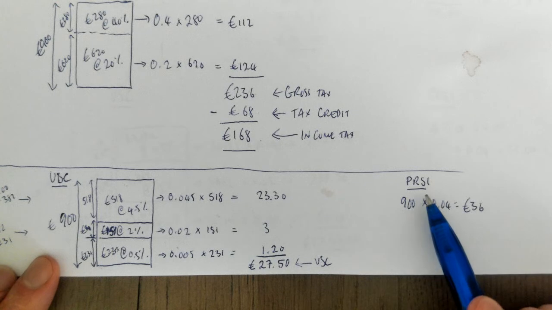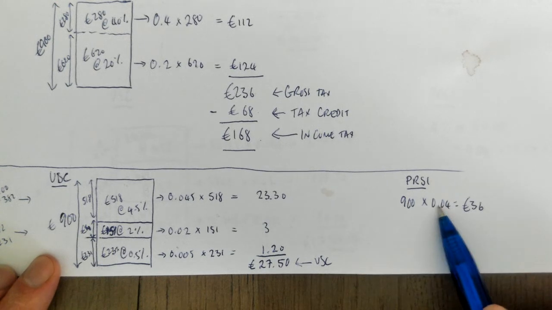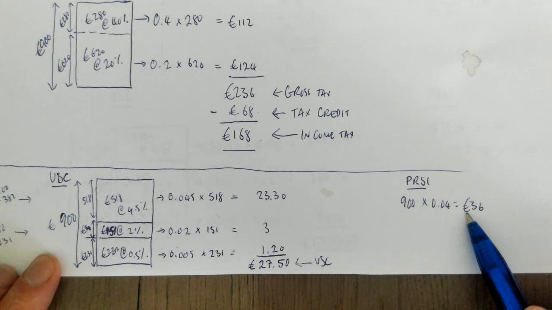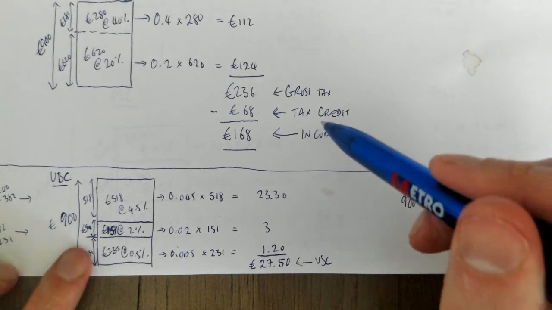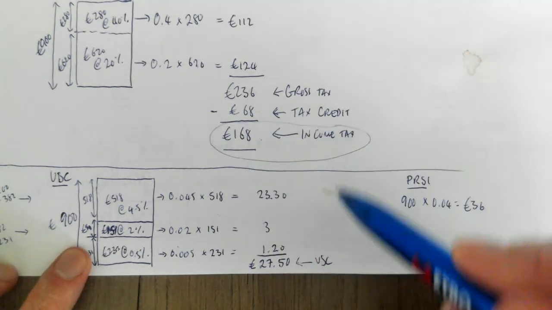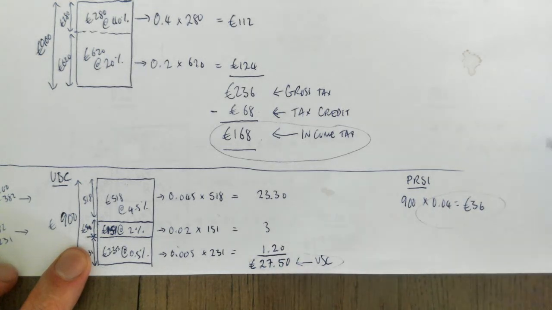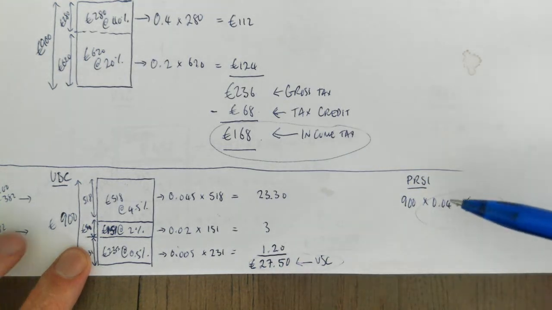PRSI is a bit simpler really, just 4% on the total amount. So 0.04 times 900 is 36.0. Okay, so there we have income tax he pays out. These are all kind of taxes really. USC he pays out, and the PRSI. So that's what he pays out.